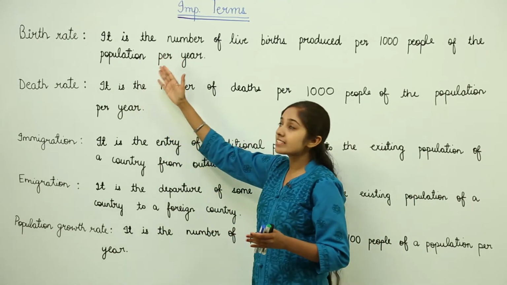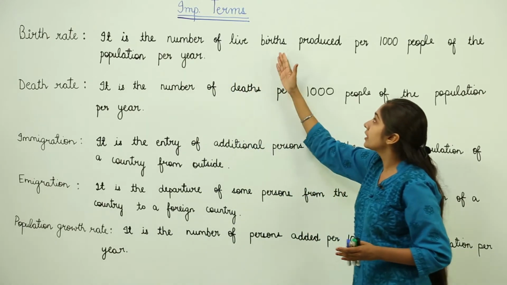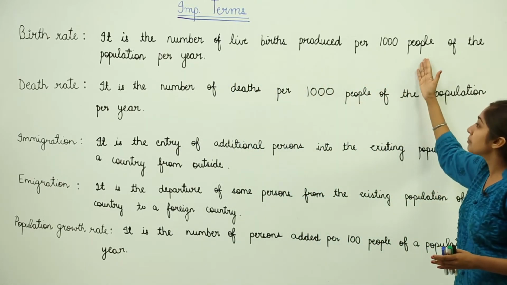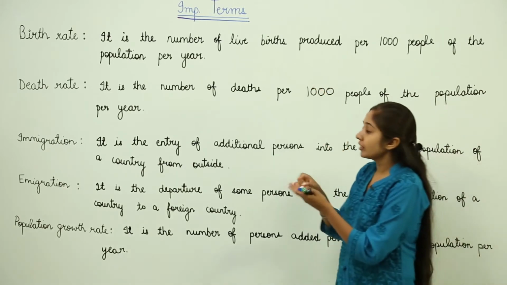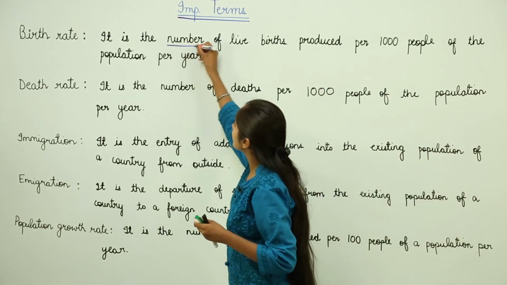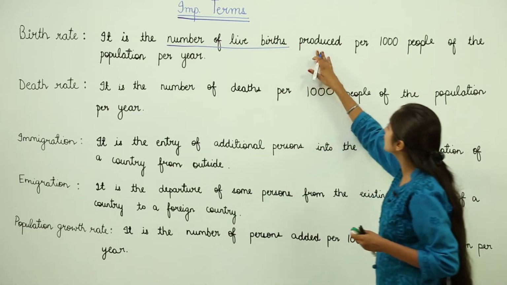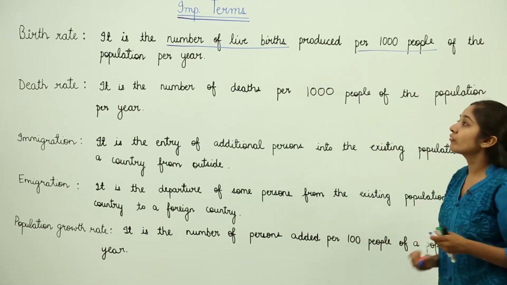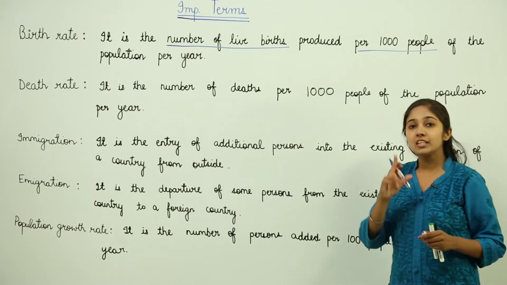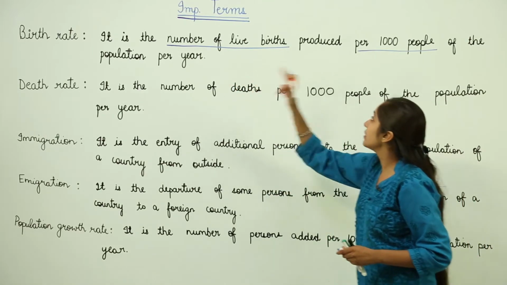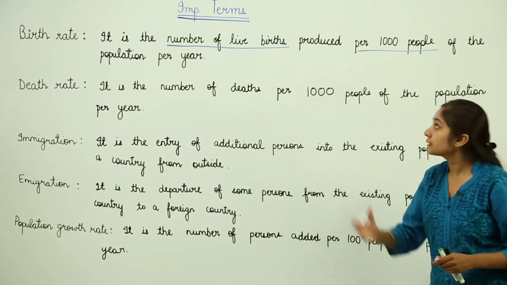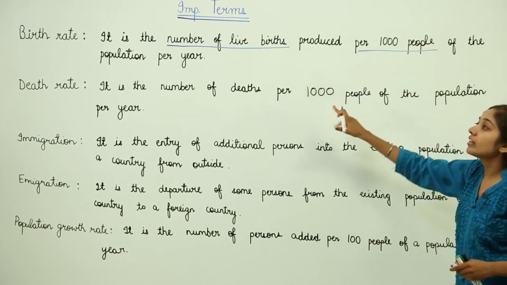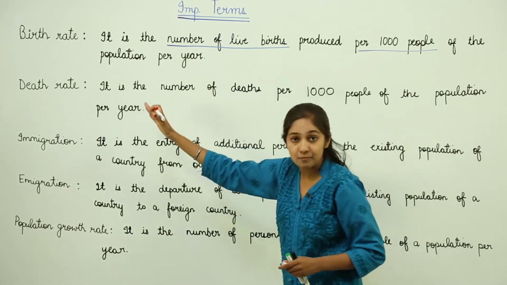You will define it as the number of live births produced per 1,000 people of the population per year, right. So, the number of live births produced per 1,000 people of the population per year. So, what is the important keyword in this term? It is per 1,000 people, meaning the number of births per 1,000 people, we call it the birth rate.